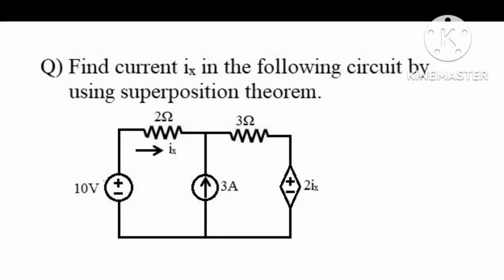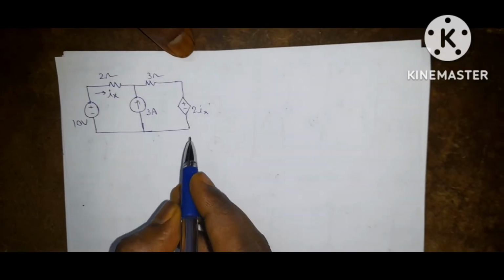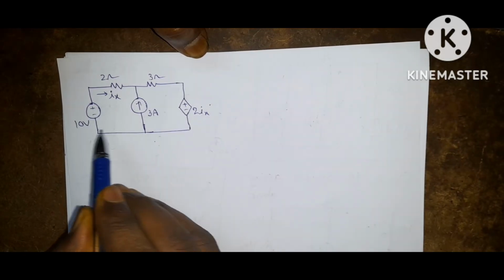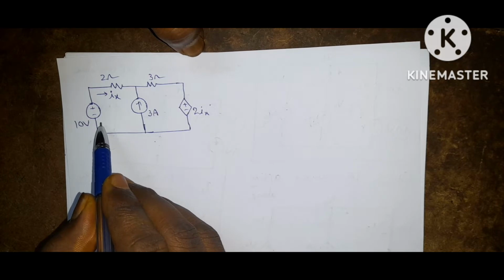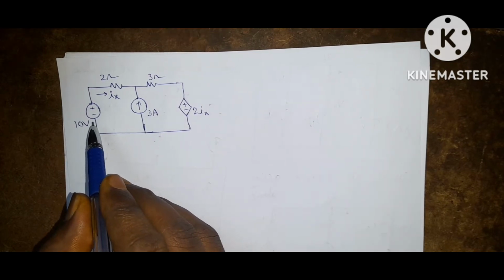Hello everyone, we are solving problems on the superposition theorem. The next question is: find current Ix in the following circuit by using the superposition theorem. This is the given circuit. Here we have two independent sources and one dependent source. By using the superposition theorem, only one source must be acting alone.